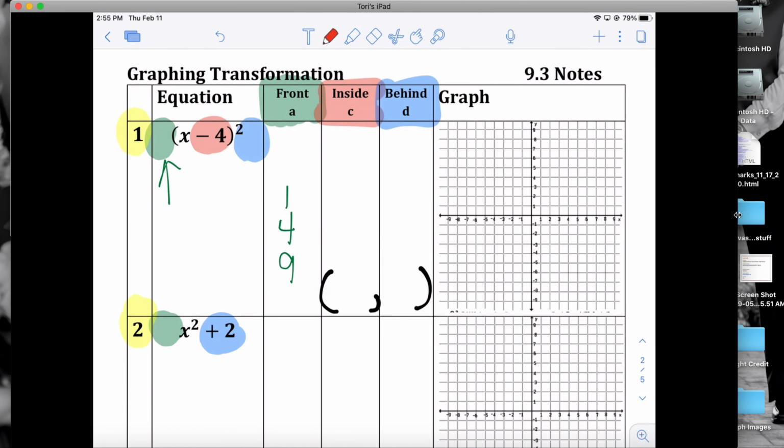I would say, is there anything inside of the parentheses? Yes. Remember that it is a liar, so that would mean that I have a positive 4. We are going to move our graph to the right 4 spaces. Oops, I did that wrong. Sorry. We're going to go to the right 4 spaces. I would ask you, is there anything behind the squared, like after the square? There is nothing out here, so that number is a 0. It is not going to move. There's nothing happening. Okay? All right.